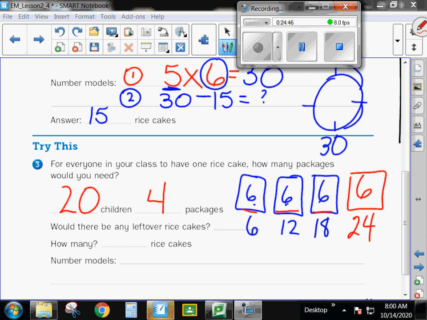And then it says, would there be any leftover rice cakes? Well, yeah, here there would be four left over. Okay, whoops, I guess this is where it wants me to say yes. And there would be four rice cakes left over. Now, guys, if you were doing the 18 children, we didn't have any rice cakes left over, did we? Because three packages was exactly 18. So it really just depends on how many kids we have in our class.